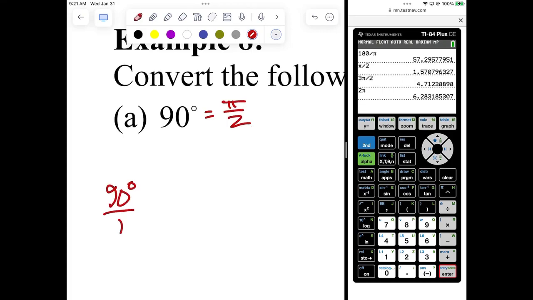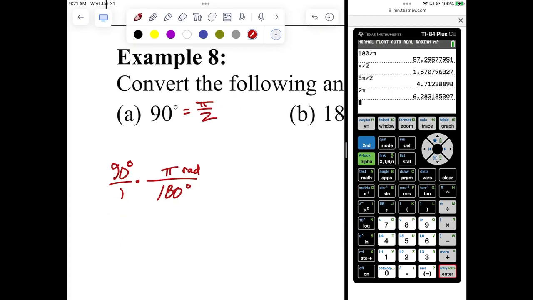90 degrees over 1. If I want to convert, I want degrees to divide out. I want radians to appear, so I'll write rad. And the conversion factor then is 180 degrees in the bottom, pi in the top. Now, I want pi visible. If you can leave pi visible in your angle, it's desirable because pi is an irrational number, and we don't have to round.